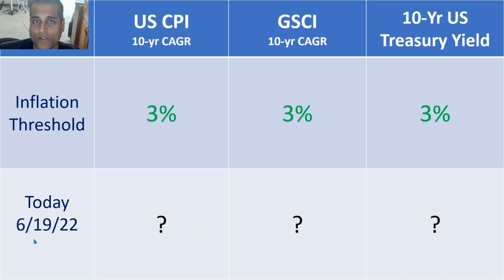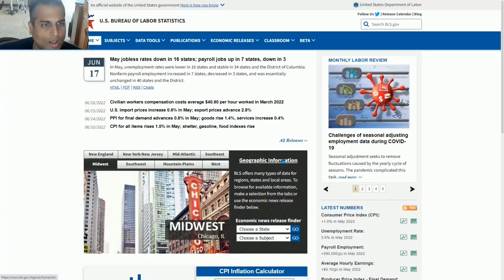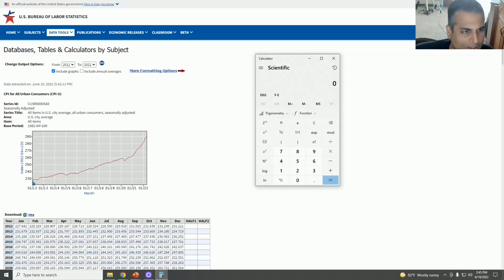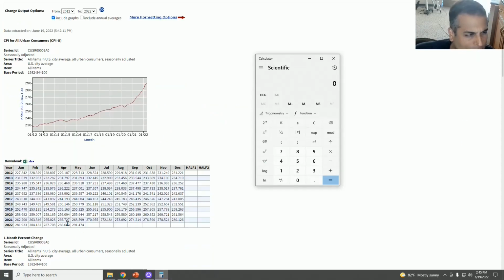June 19th, 2022. So as usual, we will check on all three from the official sources. So for the US CPI, we go to the bls.gov website, which you see over here. Click on this graph icon over here. So this is the official CPI data, and let's see what it was over 10 years. So for that, we take this number, 291, divided by the number exactly 10 years prior, which is 229, and that gives us the 10-year inflation rate.